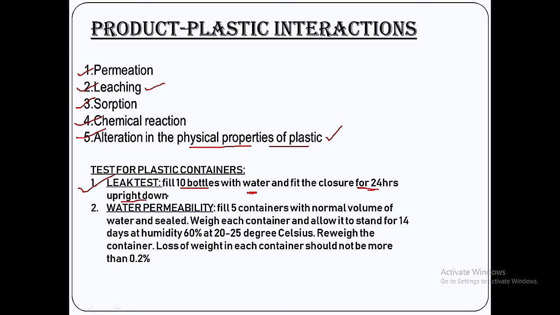Because if one is out of the range, there might be different reasons for that one particular leakage. But otherwise, all 10 bottles have to pass this test. If one bottle is defective, then you have to take another 10 bottles and do the leak test. Generally it is suggested that in the first lot you randomly take 10 bottles, and all 10 bottles should pass the leak test.